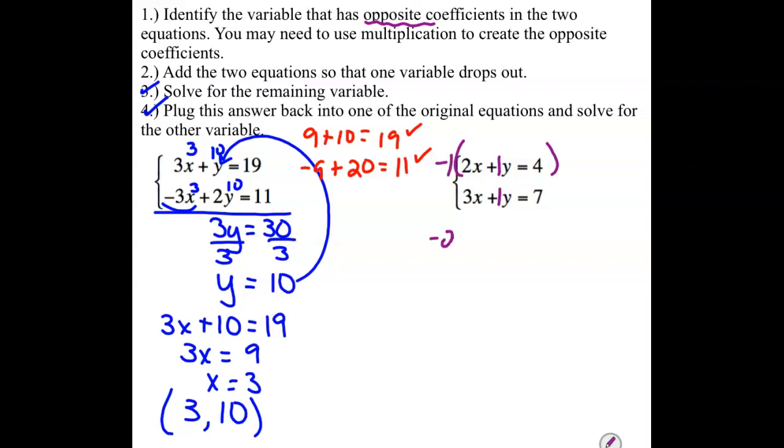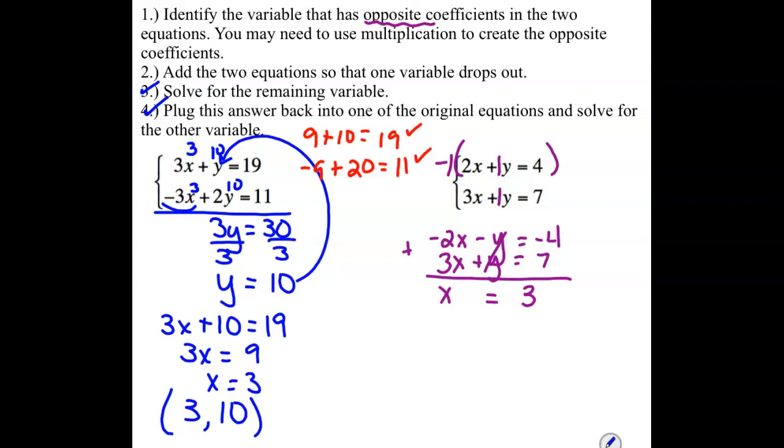That gives me a negative 2x, a negative 1y, and a negative 4. Now when I add it to my second equation, you'll notice that the y's will drop out. We have a negative y plus a y, that is 0. So adding these, we get 1x. Adding the negative 4 and 7, we've got a 3. So our x coordinate is 3.